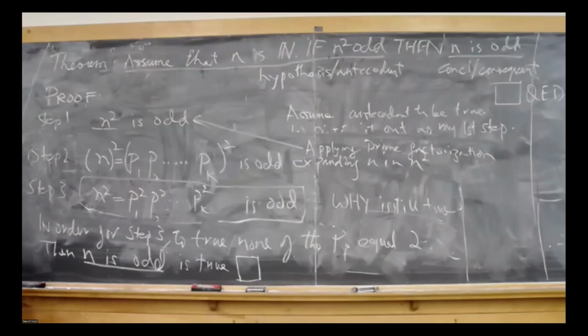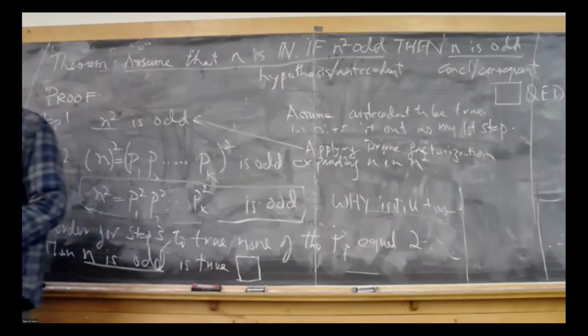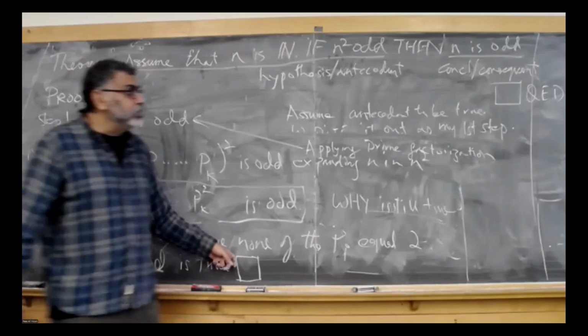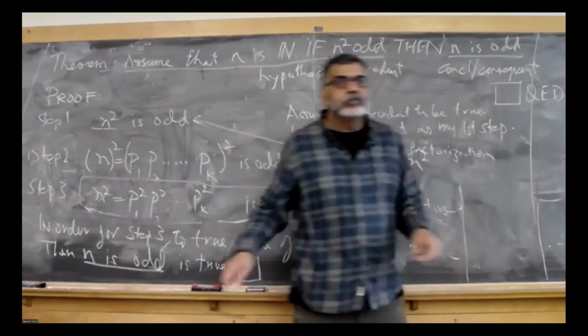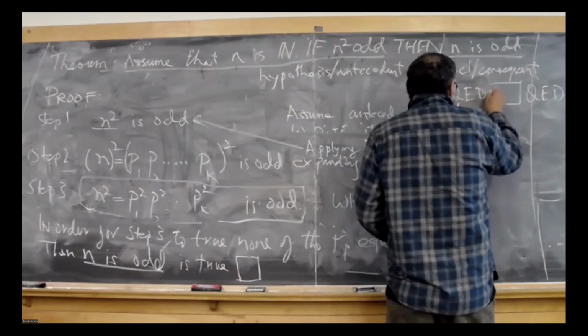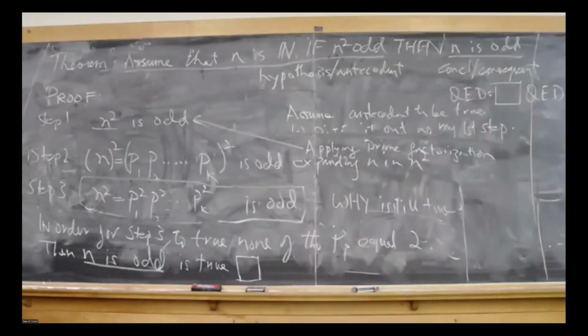And to show your professor that the proof is done, you put a square. This is called Halmos. This is a famous mathematician who started putting squares rather than QED, which is Latin for God knows what, but the proof has ended. Okay, let's move on.